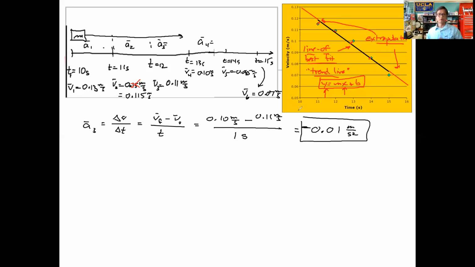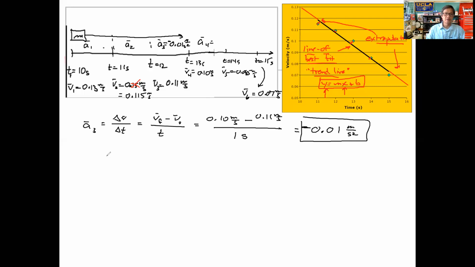Let me just check this really quickly because I'm getting old. Okay, 0.01 meters per second, so we'll round it out, per second squared there. Okay, all right, so that's going to be the acceleration for this time interval here, and I'll just write that in real quickly: negative 0.01 meters per second squared.